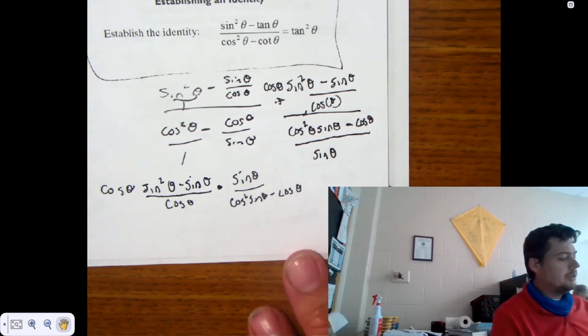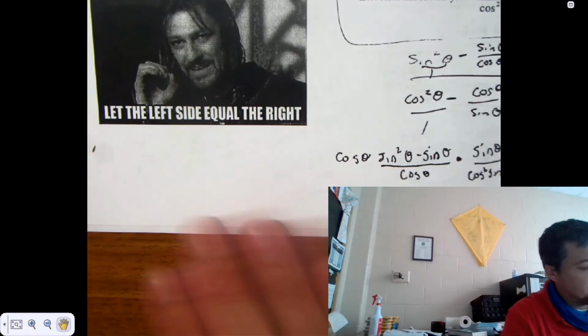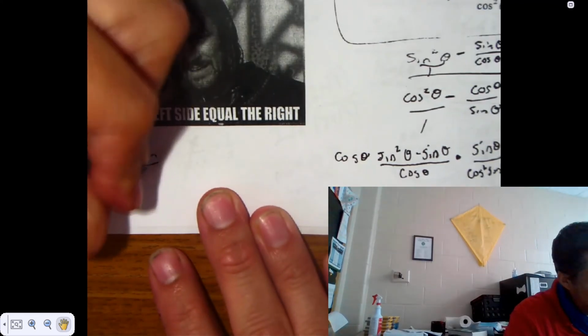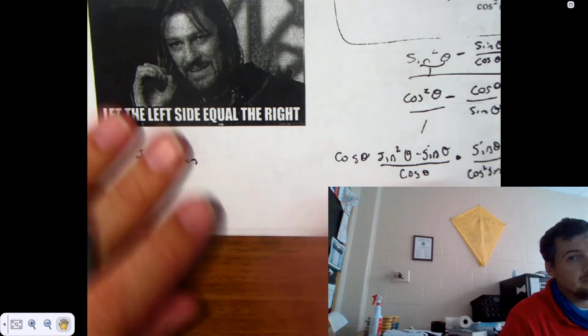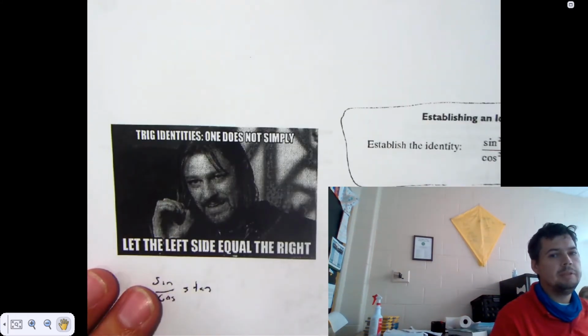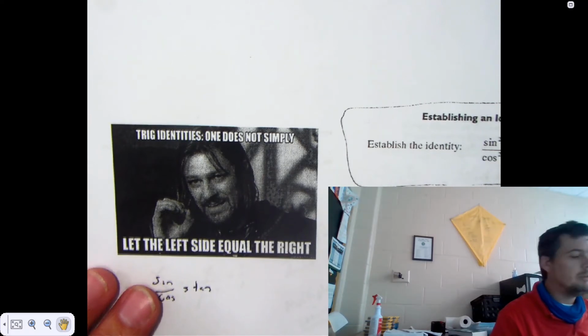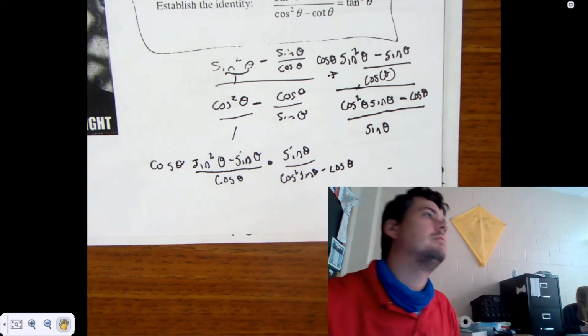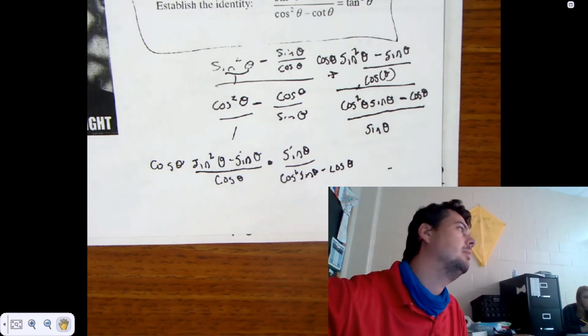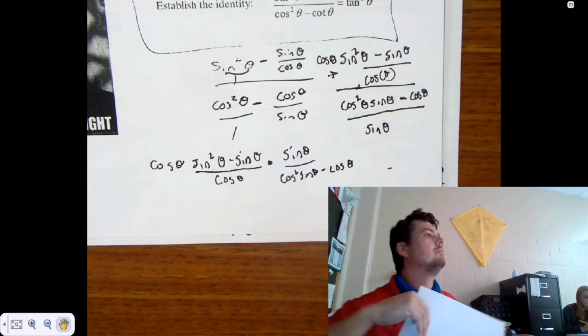For those of you that are watching on a video, sine over cosine is tangent. If you ever watched Lord of the Rings, you understand that meme. If you've never watched Lord of the Rings, you suck. Or I'm a nerd, which is probably a given. One of the two.